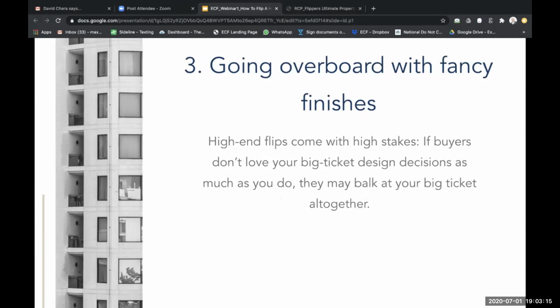Okay, going overboard with fancy finishes. If you remember, we discussed this a little bit earlier, knowing what to do on the project, because high-end flips can come with high stakes. If buyers don't love your big ticket design decisions as much as you do, what's going to happen? And if you remember, the end of the deal is all about the profit. The profit is the after repair value. So you should not be spending more unless your ARV is going to increase.